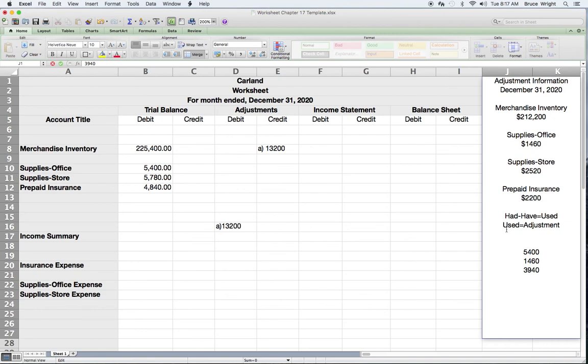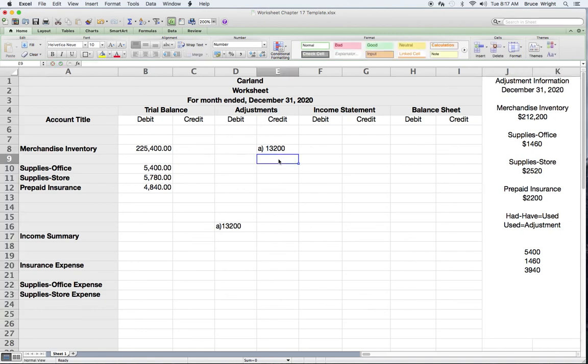We used 3,940, and we have to put our little b in for our second adjustment. 3,940. And we know that the account that goes with that is supplies office expense, 3,940. That's our second adjustment.